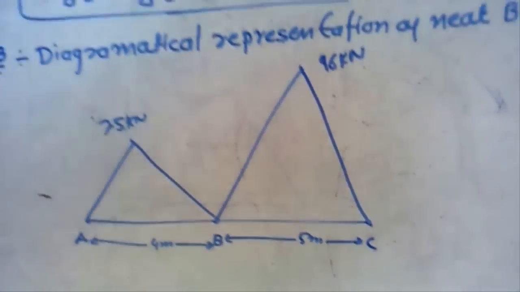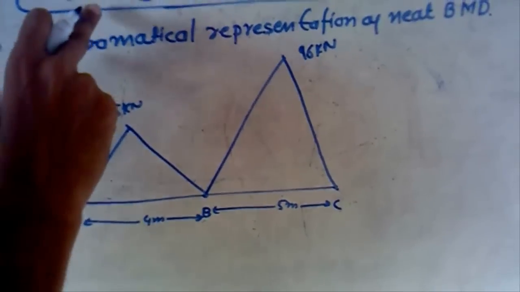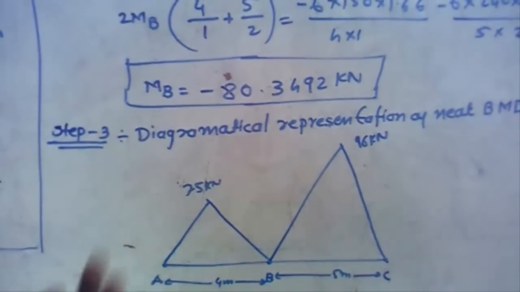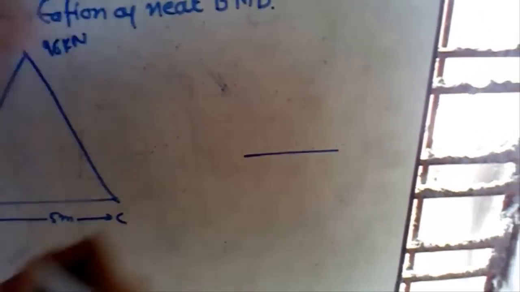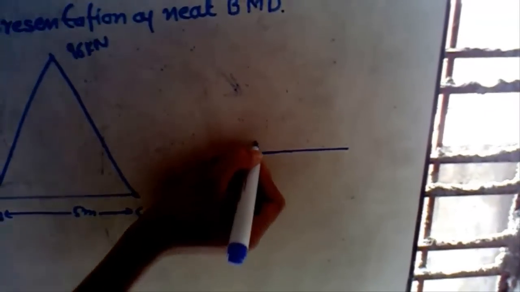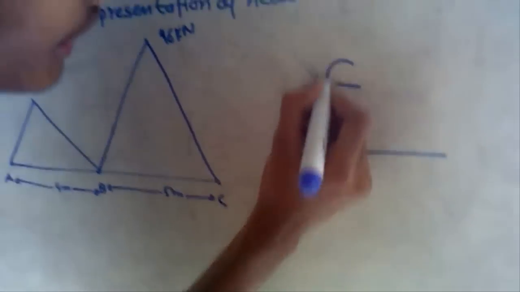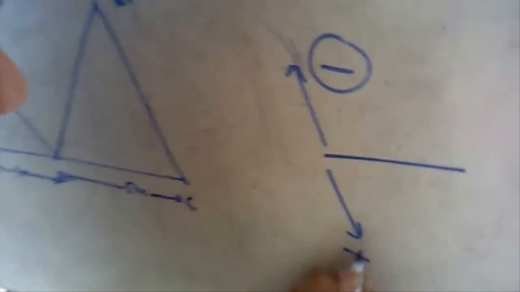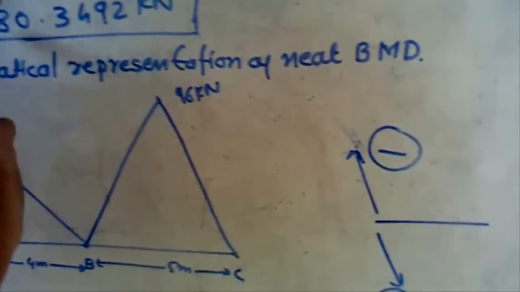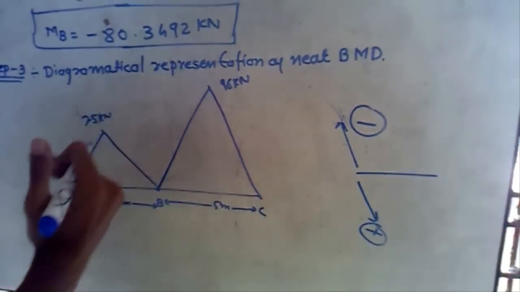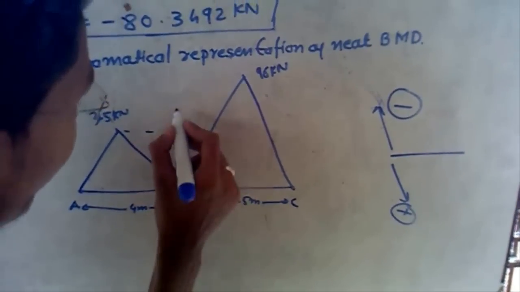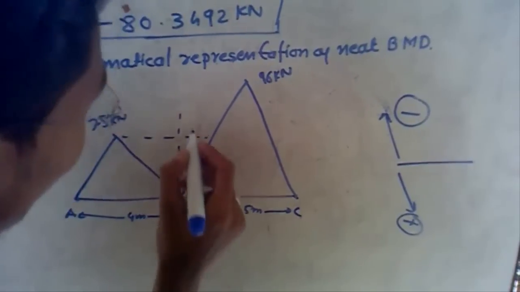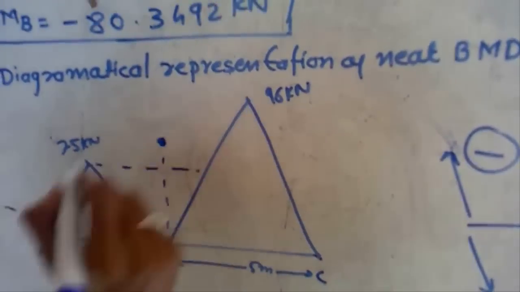Only the length. Now listen here, what is the value of MB? 80. One thing to remember is that in this bending moment diagram, the above portion is always negative and the downward portion is always positive. So if we have a value in minus, we have to draw this portion in the upward direction. Okay, so this is 75 and this is the B portion. We take the 80 portion at this point because it's 96.